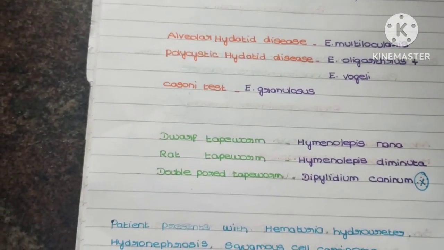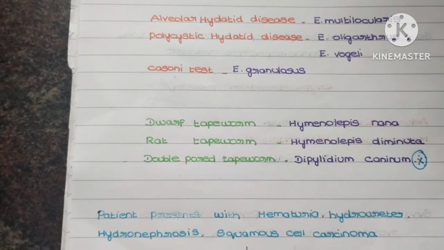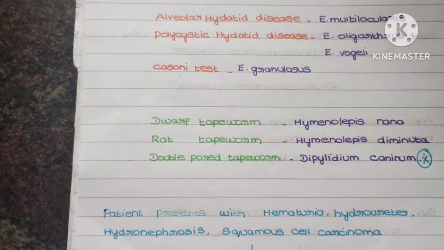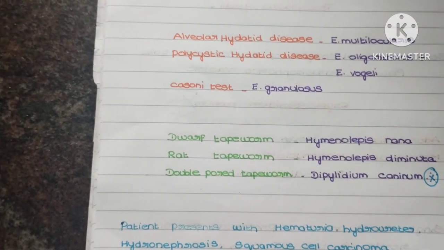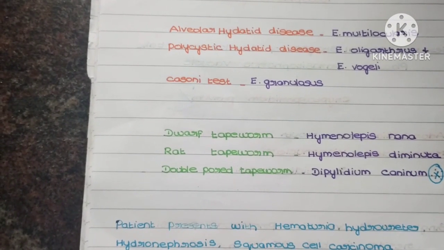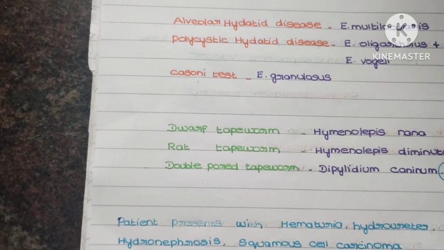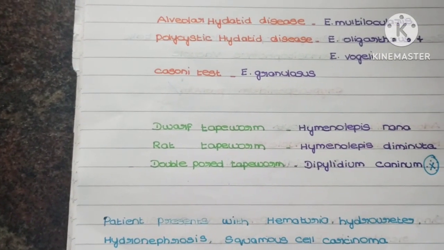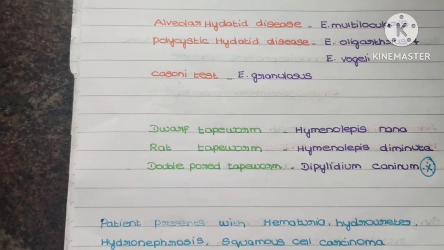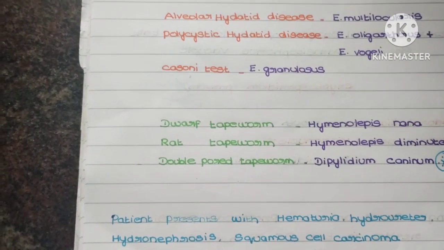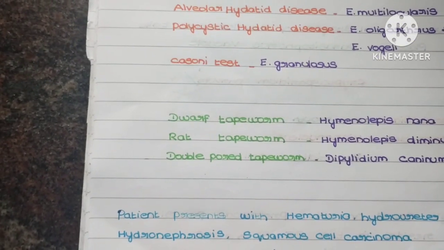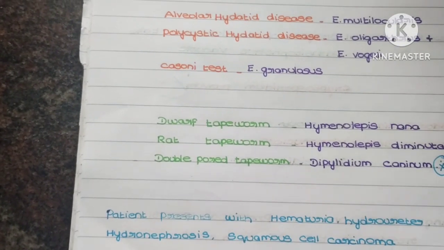So next is a clinical history. If the patient presents with hematuria, hydroureter, hydronephrosis, and squamous cell carcinoma of the bladder. So if you come across these urinary symptoms, the patient will be developing hematuria, hydroureter, hydronephrosis, and there will be a squamous cell carcinoma, and also transitional cell carcinoma of the bladder. But squamous cell is the most common. The most probable organism is Schistosoma haematobium.